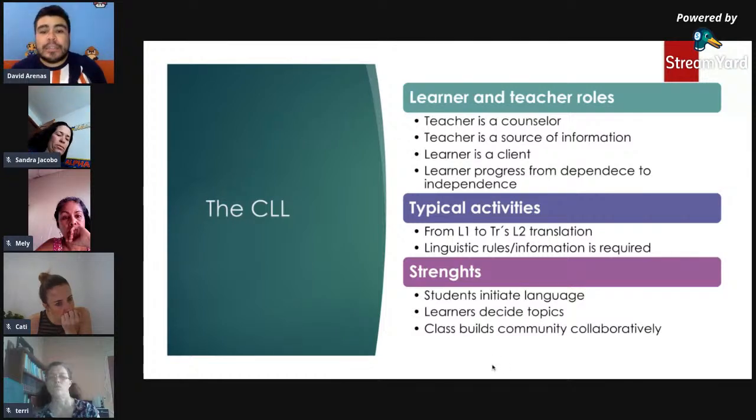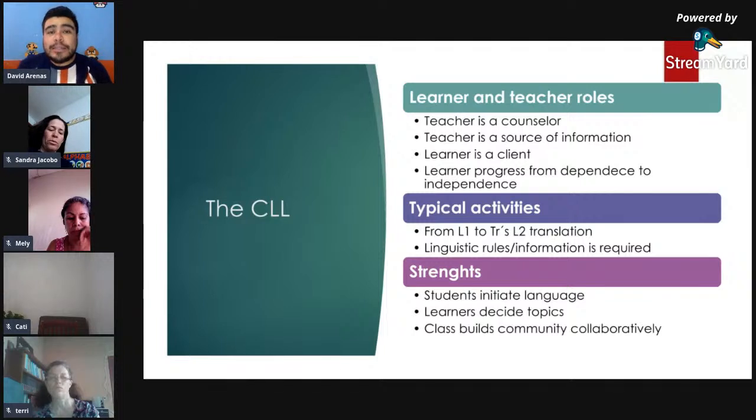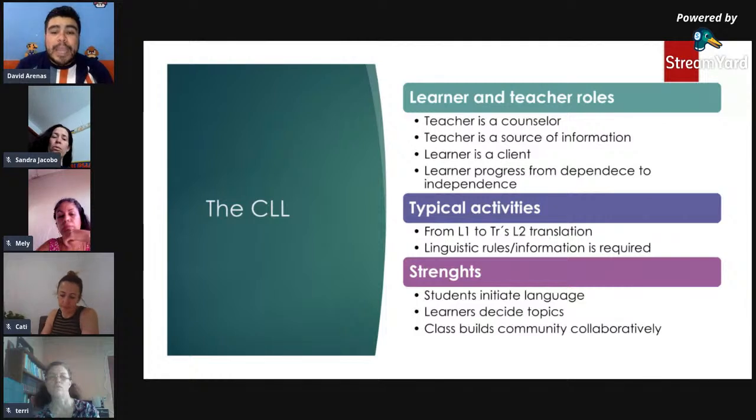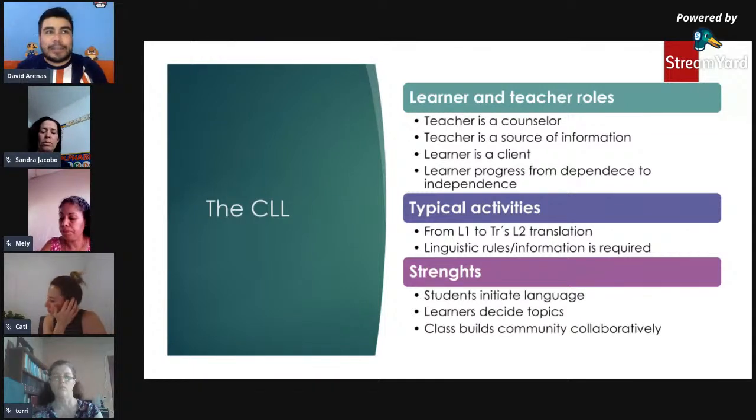Okay, so the strengths of this method: students were always the person in charge of starting the conversation, and it was considered a strength because the students would guide the whole conversation. If they started to talk, they decided the topic, and they decided everything in the conversation. It was good because you let them be autonomous, and also because you let them be creative. And also the learners were in charge of the topics. They would decide the topics. Like, I want to talk about this, I want to talk about that.